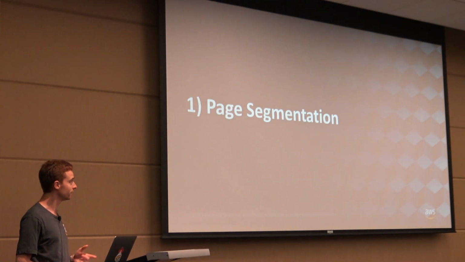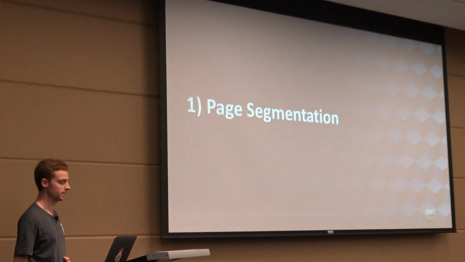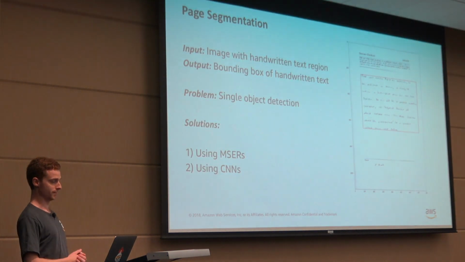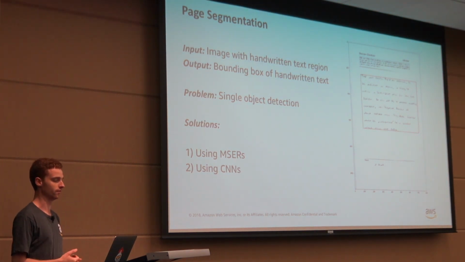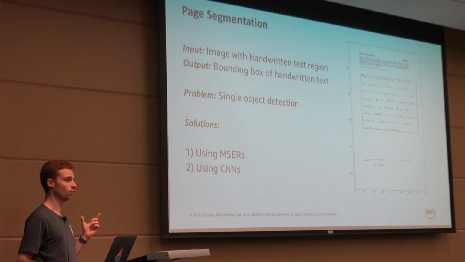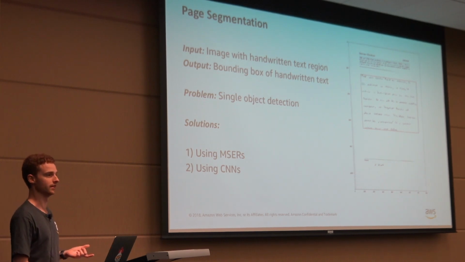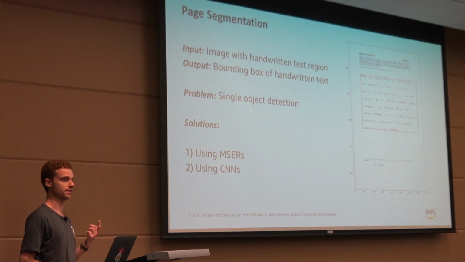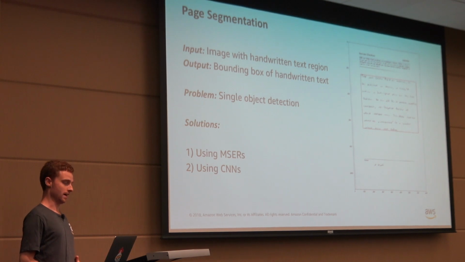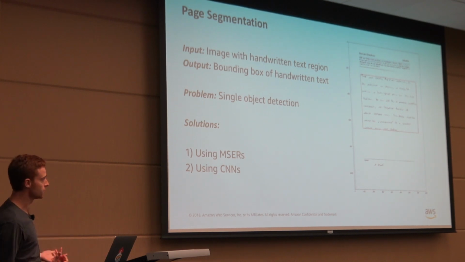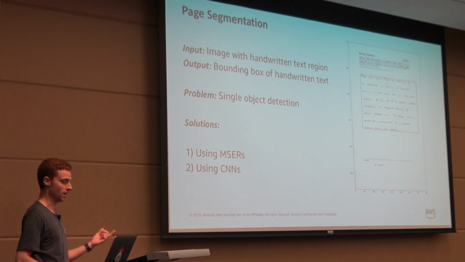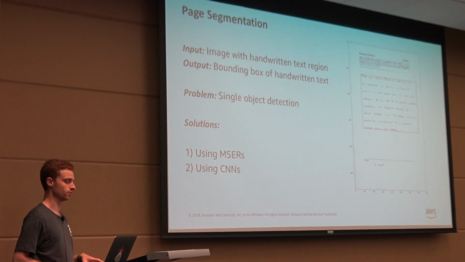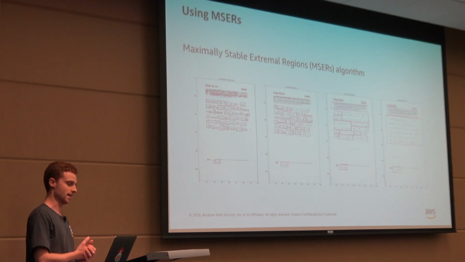The first part that I mentioned was page segmentation. That's where you've got your input image, and you want to identify a bounding box of handwritten text. There's only one region of handwritten text in these examples, so we're only detecting one object. And the traditional way of solving this was using a protocol called MSERs. We'll look at that and then move on quickly to how to solve it with CNNs.